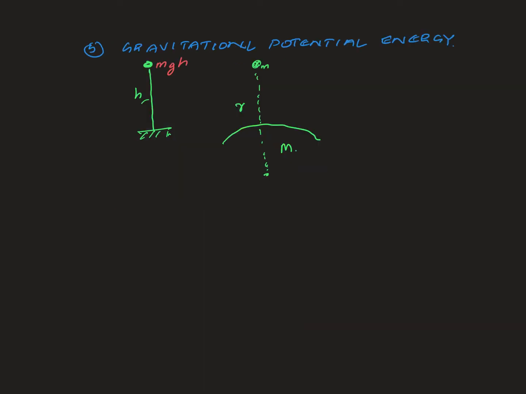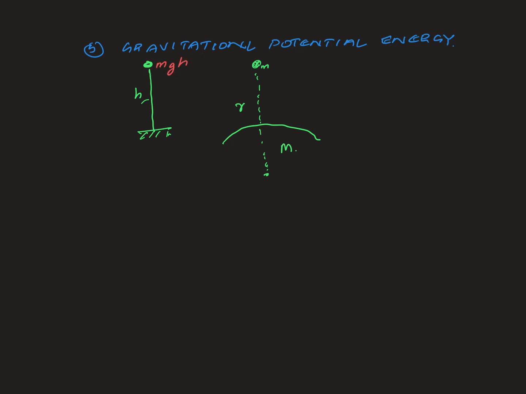So this is about the gravitational potential energy, which is the fifth one. So when we consider distances that are not that much from the Earth's surface, we know that the potential energy is mgh. mgh is the work done by lifting this object from here to here. So the force is mg and the distance we lifted that object to is h. So the potential energy is mgh.